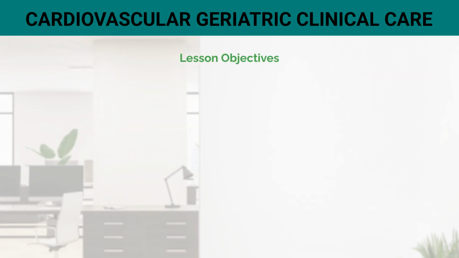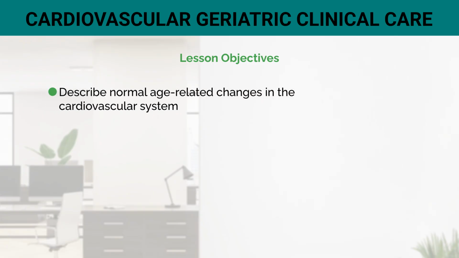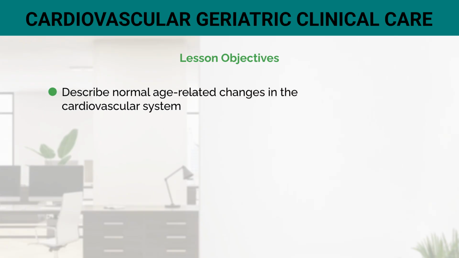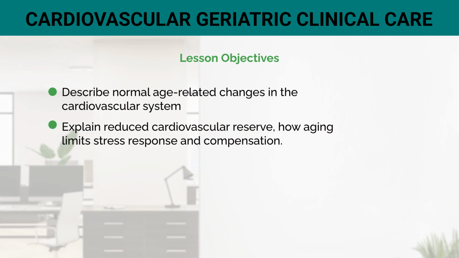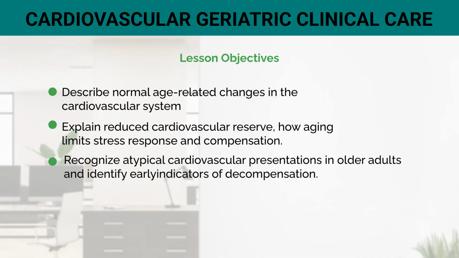By the end of this session, the learner will be able to: 1. Describe normal age-related changes in the cardiovascular system. 2. Explain reduced cardiovascular reserve, how aging limits stress response and compensation. 3. Recognize atypical cardiovascular presentations in older adults and identify early indicators of decompensation.